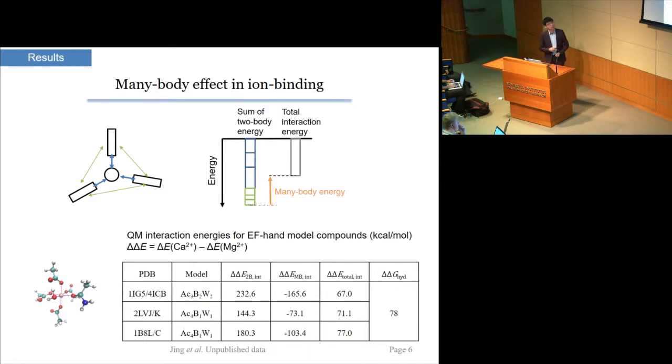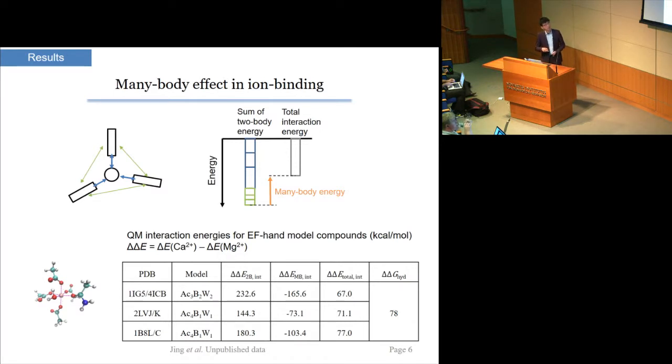For a molecular system containing multiple fragments, if we sum up all the pairwise two-body interactions between all the fragments, the sum of the two-body energy is usually not equal to the total interaction energy. And this correction term is what we call the many-body energy. The many-body energy is not a new concept, and it may not be significant for non-covalent interactions, but it is critical for the binding of divalent ions.